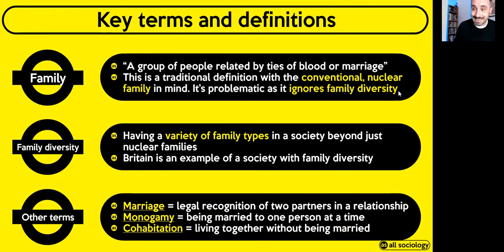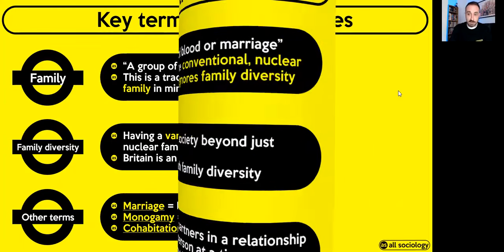Technically that is what we call polygamy, when you're married to more than one person at once, but it's a crime in the UK called bigamy, lots of amies there. And then the final thing we'll look at is called cohabitation. Cohabitation is just where two partners live together, but without being married.